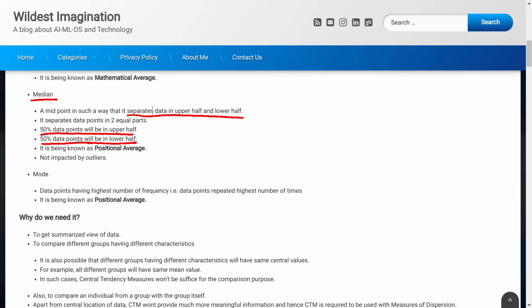Based on the equation of median, we can say that it is known as a positional average, and it will be least impacted or not impacted by outliers. Next, we will talk about mode. Mode is the number which has the highest frequency, such that any data point which is repeated the highest number of times will be considered the mode. It is also known as a positional average.